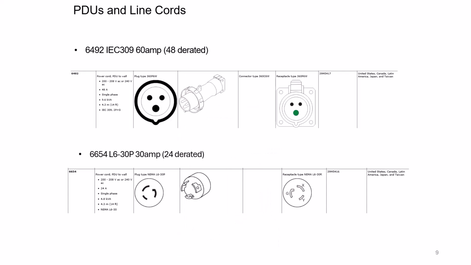We mentioned the two most common line cords, and these are the lines that are actually going out to the circuits where you actually bring the power into the building. So we have the 6492, which is our 60 amp one that we derate to 48, and this is what the plug looks like, and there's details on here. And then we have the 6654, which is our 30 amp, and again you can see what the connectors look like.